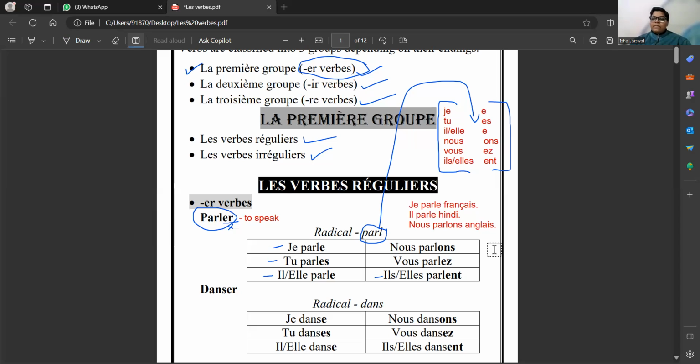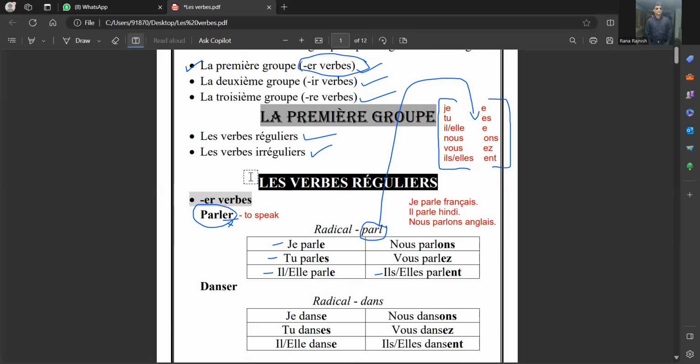See, we have begun with sentences. That is what I was saying. You have to pay attention because you're beginning with sentences. Understood? Yes, ma'am. Nous parlons, vous parlez.